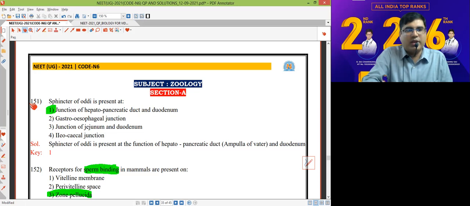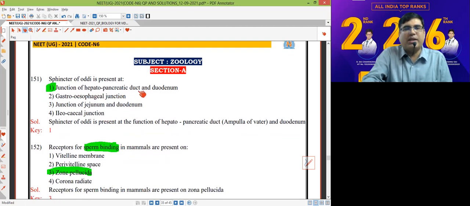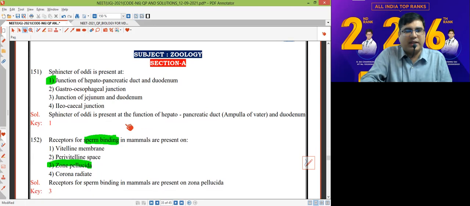Would like to take an opportunity to brief you about each and every question and their origin. So here we can see the first question, question number 151. Sphincter of Oddi is present at the junction of the hepatopancreatic duct and duodenum. So of course, the answer is option 1, which is correct. It is a straightforward answer given in the NCERT.